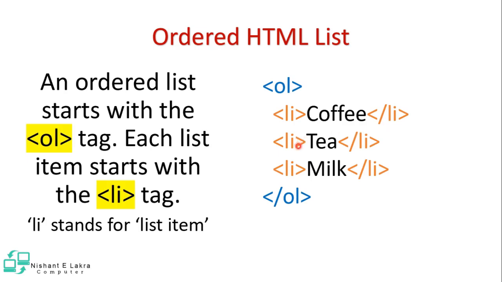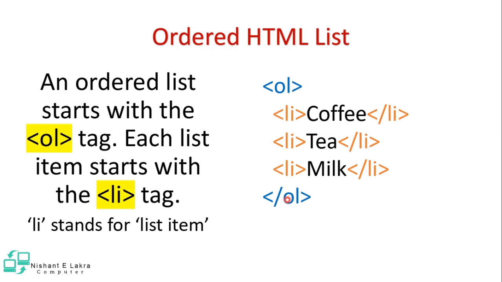Then we start the second item with the li tag, and we close the second item with the slash li tag. Then we start the third item with the li tag, and we close the third item, milk, with the slash li tag. And at the end we have to close the ordered list, so we use the slash ol tag because we started with the ol tag. Okay, so I hope you have understood how to use the ordered list and the unordered list.